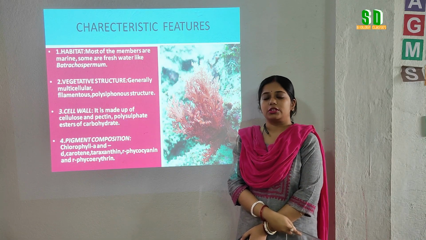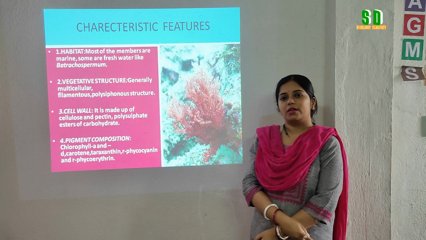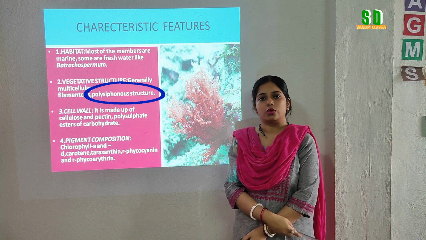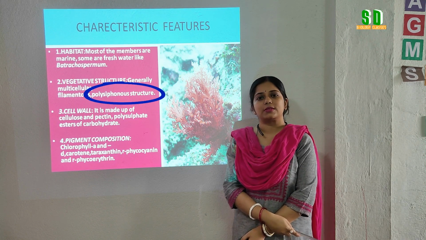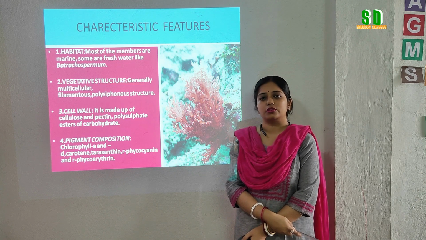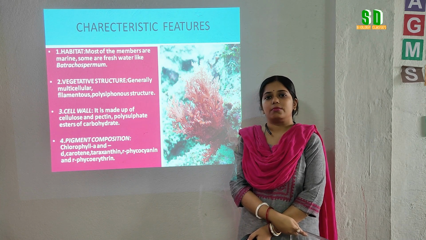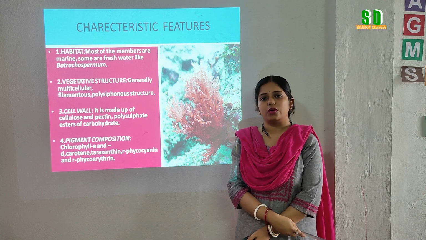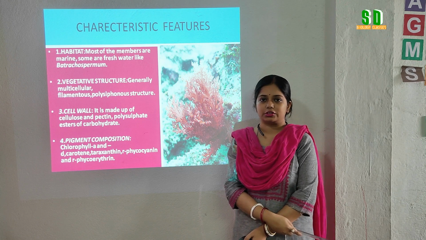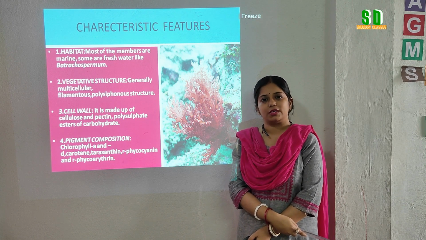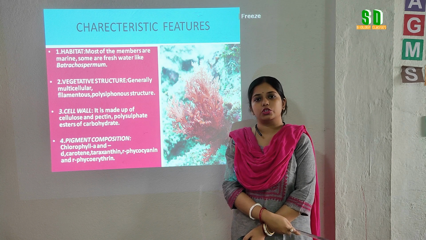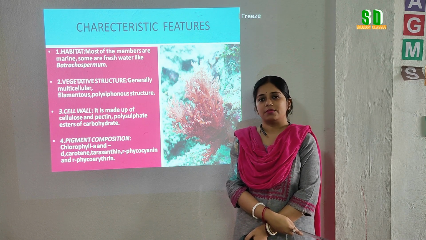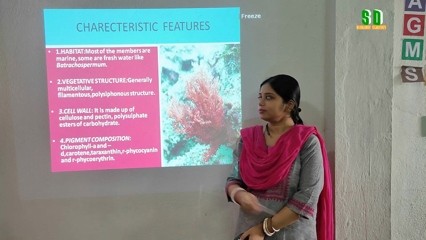Their vegetative structure is mainly composed of filamentous multicellular structure. Some of the members are polysiphonous also. What does it mean? Poly means many. So, in some members of the Rhodophyceae, many multicellular filamentous structures are arranged one after another, and it forms a hollow pipe-like structure. So polysiphonous structure means many hollow pipe-like structures arranged one after another. This type of vegetative structure we can see in the members of Rhodophyta.